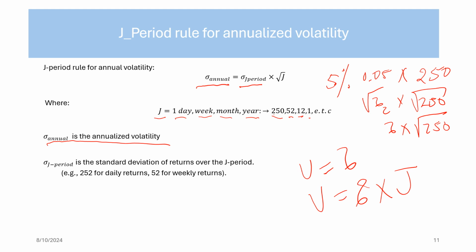Then the J period rule is the standard deviation of returns over a J period. That's what it is, not just the standard deviation of returns without analyzing it. So in other words, the word volatility is coupled with the period of trading or the timing of your trading.